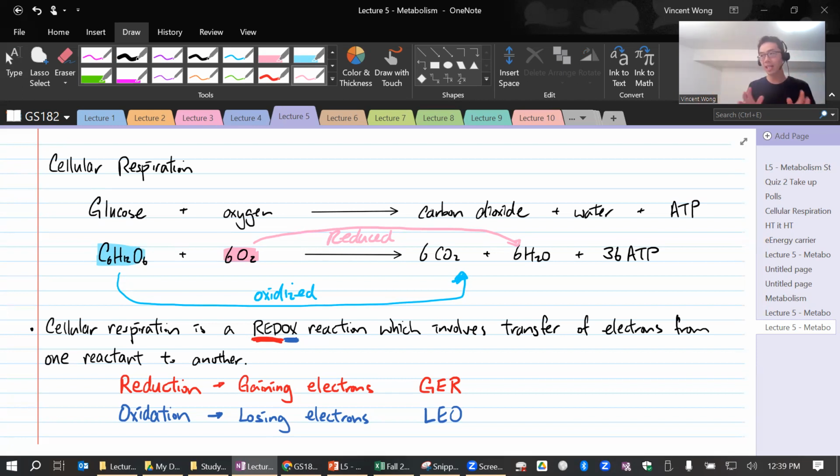Now the transfer is not like a direct transfer. It's not like you take it from glucose and you put it onto oxygen right away. Those electrons have to pass through many steps in between, and eventually they will end up on the oxygen. Okay. Any questions so far?